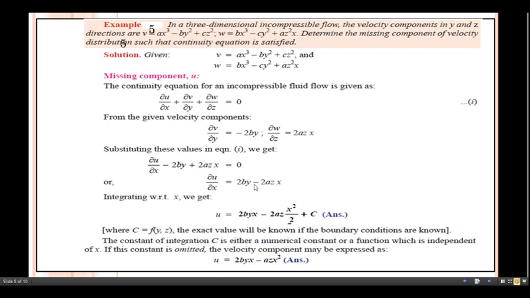So what do we get here? 2by minus 2azx. For that you should take the integration of this one. Take this dx towards the right side. So the derivative of this term, integration of du equals the integration of 2by minus 2azx with respect to that dx term.